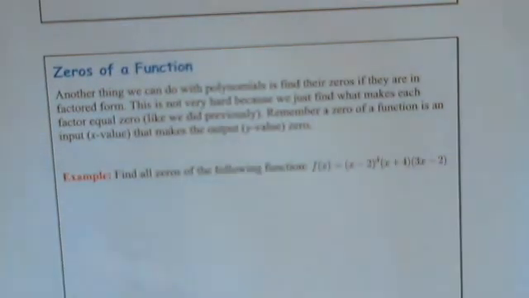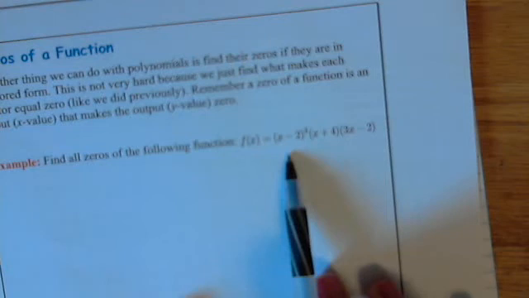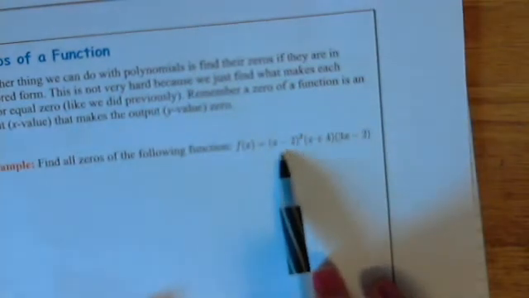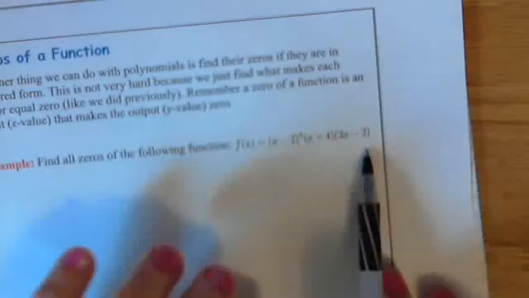Alright, we're going to work on zeros of a function, but this time, instead of being asked if an input is a zero of a function, we're going to actually solve for the zeros of a function. And that is very easy to do when a function is in factored form. This function is in factored form because each of the pieces of the function, each of these binomials, is being multiplied by the next one.